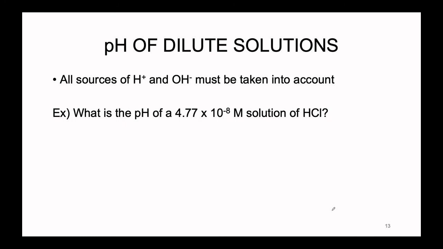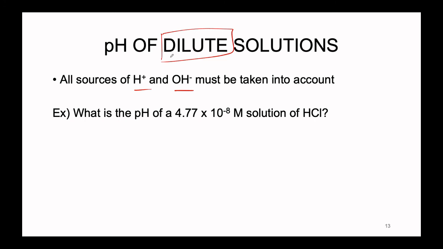All right, last but not least, since the pH and the pOH, or the H plus and OH minus concentrations, are always going to be in balance in water, we have to look at all of the sources of H plus and OH minus in order to solve these problems sometimes. This is going to be most emphasized when we're working with dilute solutions. In other words, when we have very few solute particles in solution.